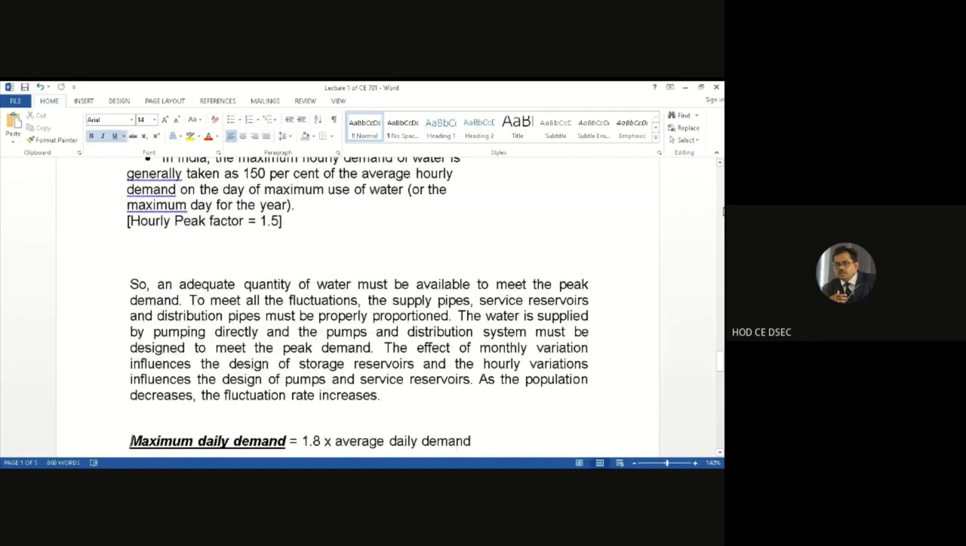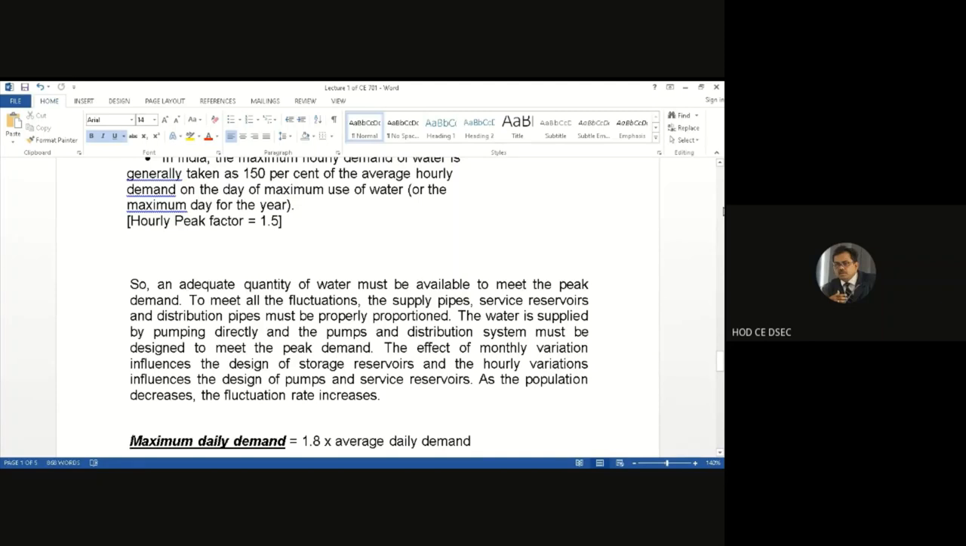Now, an adequate quantity of water must be available to meet the peak demand. Our design is always based on the peak demand. We are interested in the peak demand because design is always done for the worst conditions.